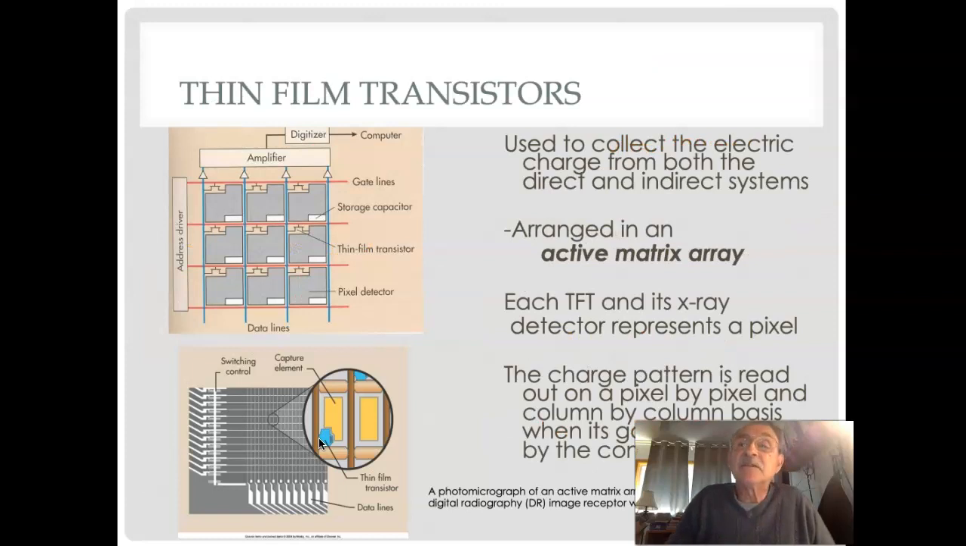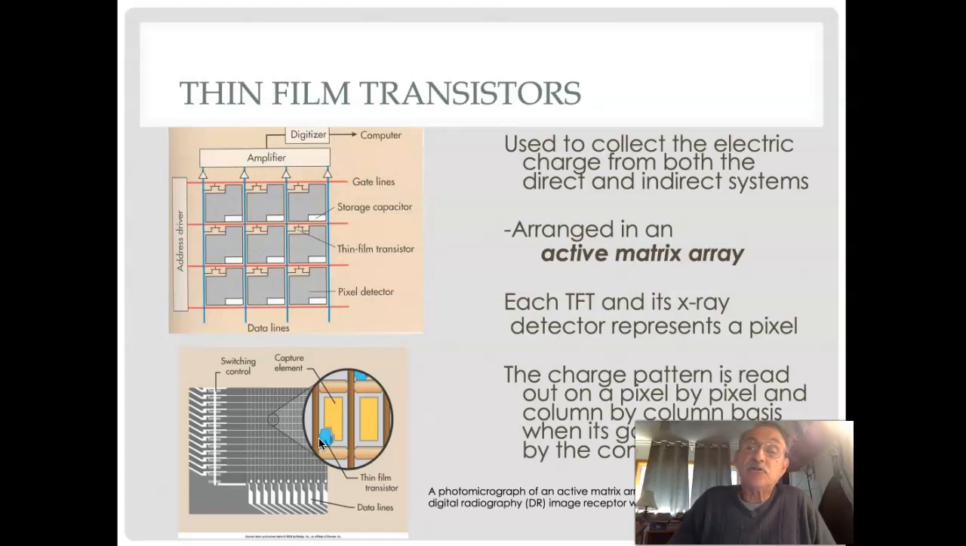The thin film transistor. This is used to collect the electric charge from both the direct and the indirect system. So now we have a value, a number, representative of how much exposure that pixel got. And now it's a question of taking that number and sending it to the computer for additional processing. So the thin film transistors are arranged in an active matrix array. Okay, so this is the image receptor, essentially, that we're using.